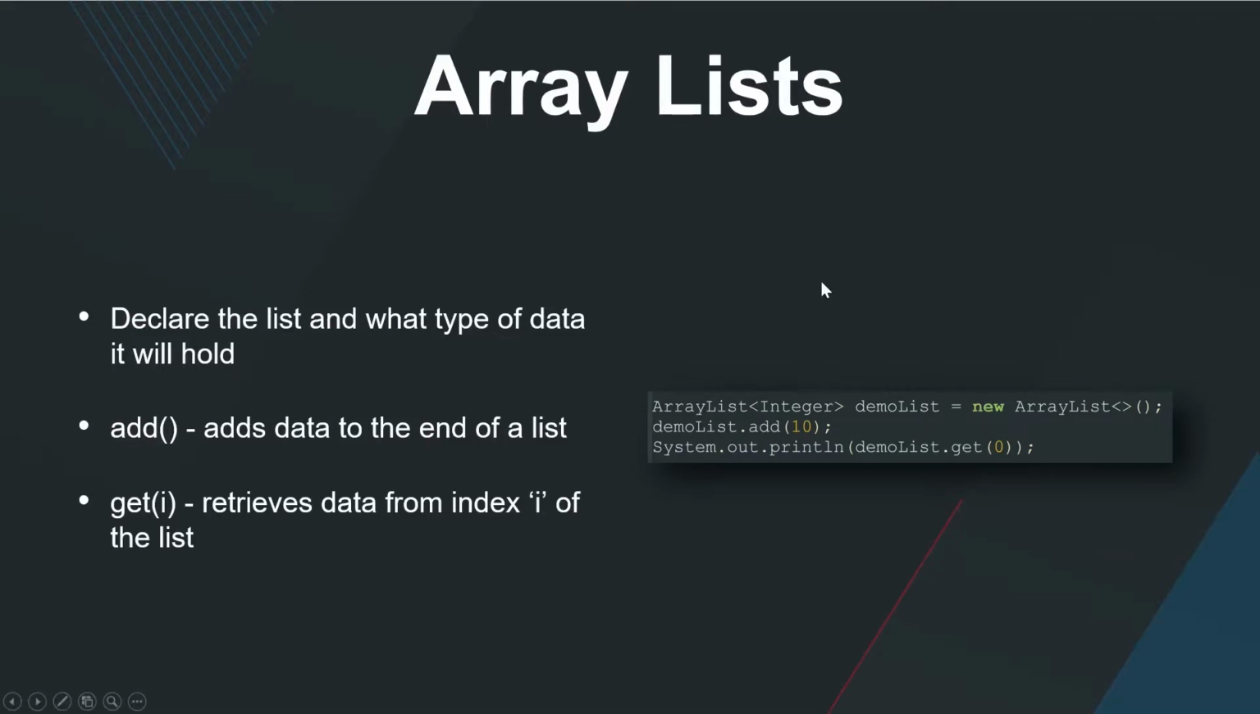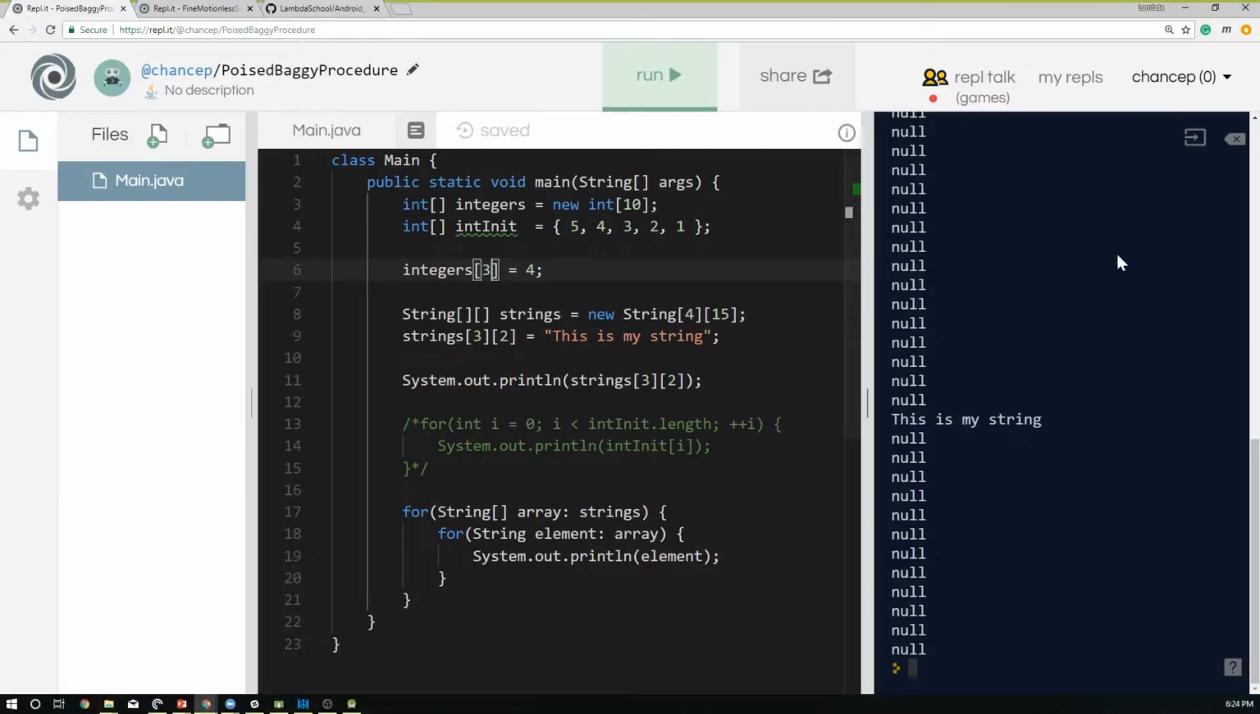So when you declare an array list, just like when you declare an array, you have to tell it what kind of data you're going to have inside of it. So in this situation, we have an array list that has a list of integer objects. And then we're doing a new array list, and then you add stuff to it with the add. If you use the add, it adds data to the end of the list. Get will retrieve the data from that specific index in the list. So let's dive back into Replit and see that in action.